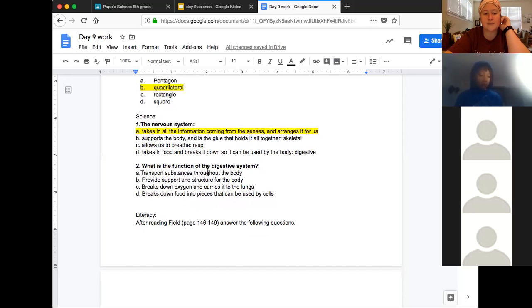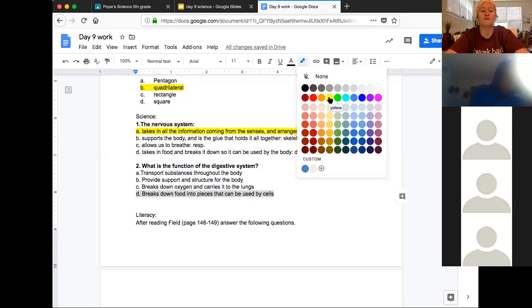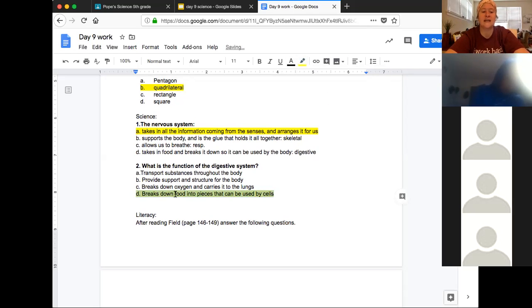A, transport substance throughout the body. B, provides support and structure for the body. C, breaks down oxygen and carries it to the lungs. Or D, breaks down food into pieces that can be used by cells. So digestive system, is it A, B, C, or D? D. Digestive system deals with our food. The key word food is in D.